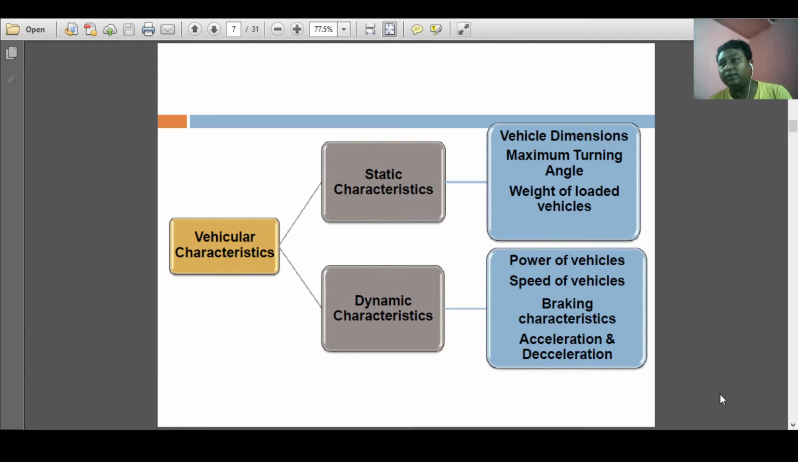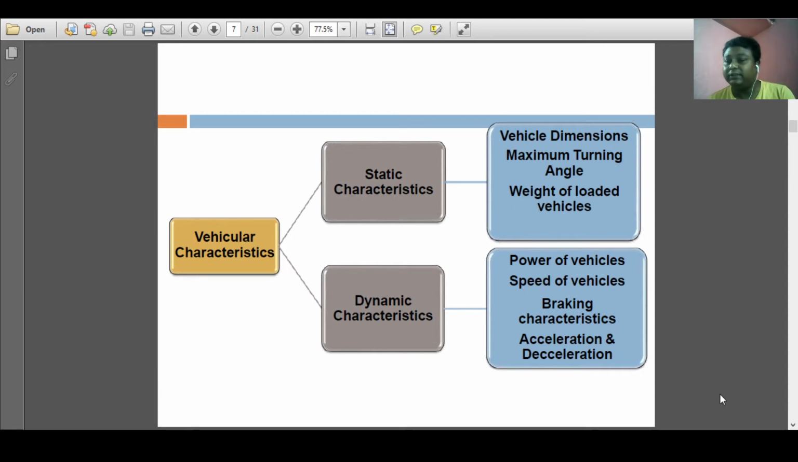It means the speed of the vehicles. Yes, vehicles moving. Then we have to think about the speed of the vehicles, and when it is moving, it is a dynamic characteristic. Braking characteristic: when we apply the brake while the vehicle is moving and we want to stop the vehicle, then we apply the brake. So the concept of braking characteristic comes into the picture when the vehicle is in dynamic condition.